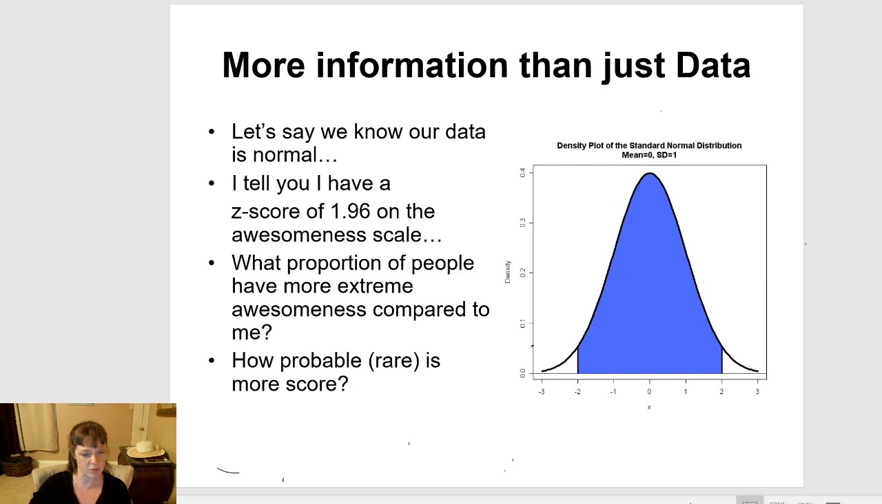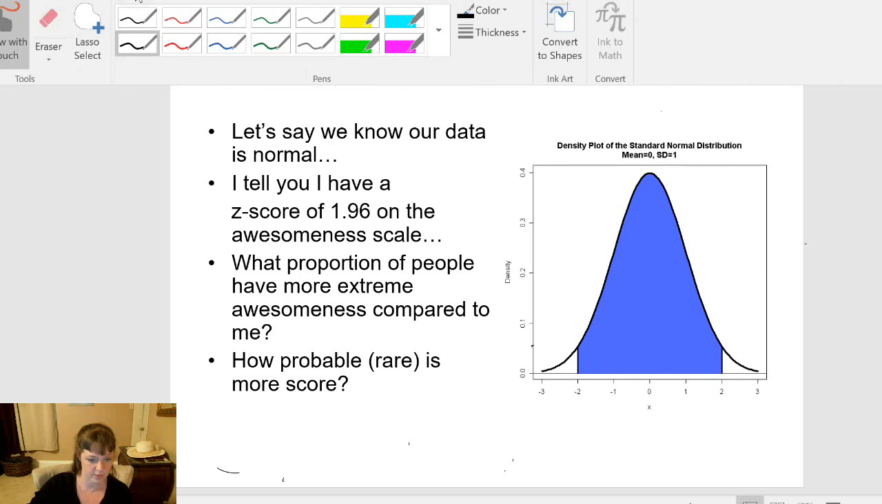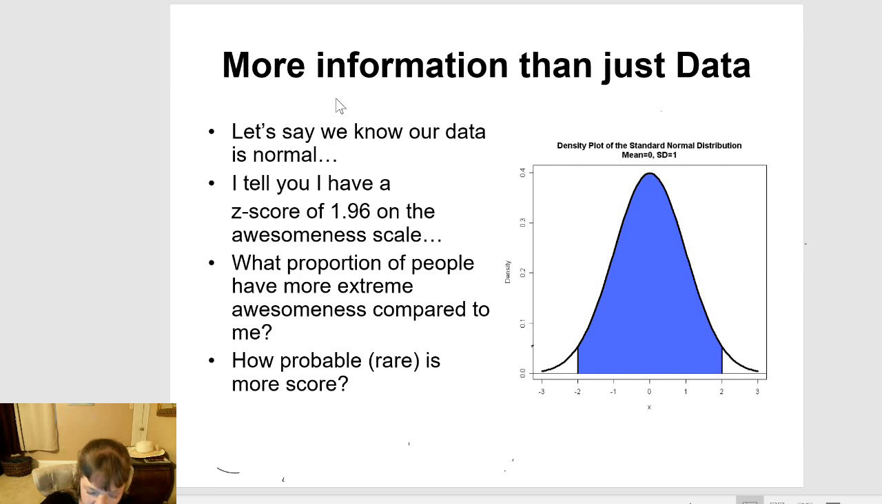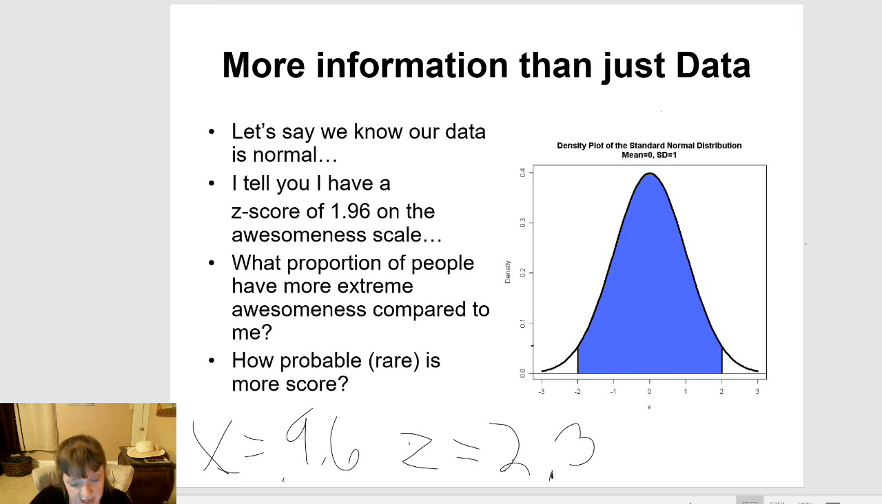And so let's do that with Deadpool, who had an awesomeness score of 2.3. I said that Deadpool had an awesomeness z-score of 2.3, because his raw score was 9.6. And when we transformed it, it became a 2.3. And I tell you that awesomeness is normally distributed. So where is our friend Deadpool? He would be right here, right in this upper tail. This is where his score would be.